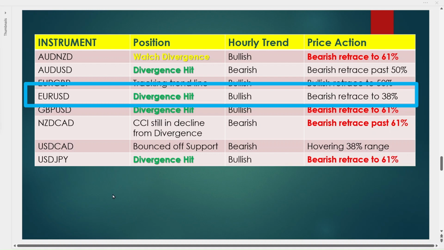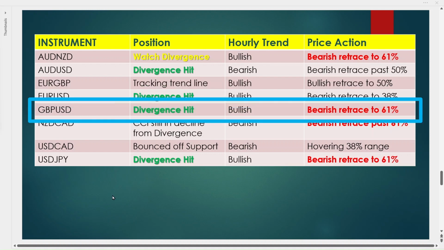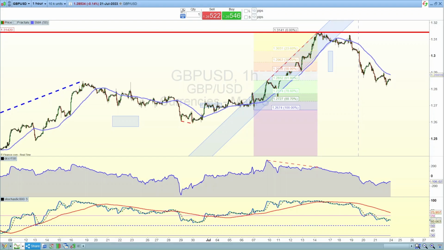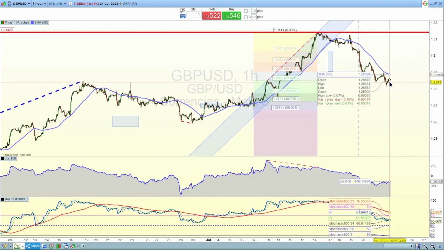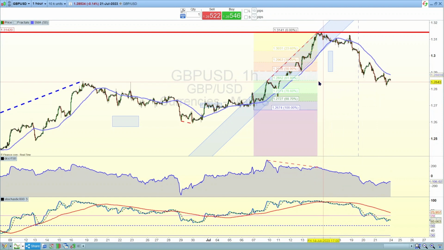Next on the list, we've got the British Pound US. Now, British Pound US has also hit its divergence. You can see that it broke down after our last video and hit our target area, and it has now reached and is bouncing around the retrace back to the 61% level. Again, that's the key area we've got to look out for.